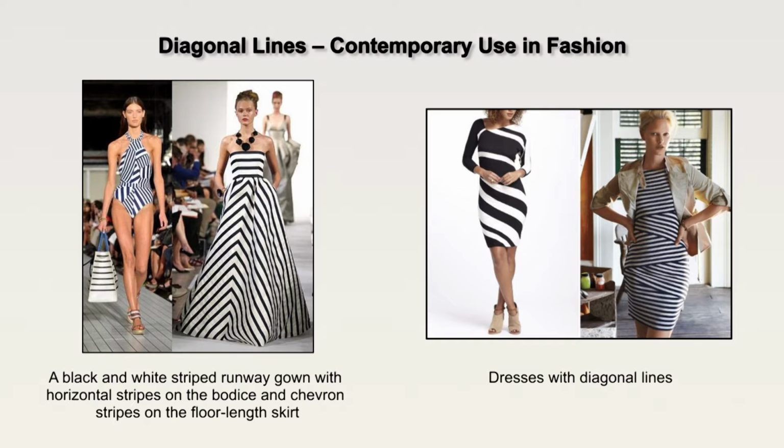Contemporary uses of diagonal lines in fashion. The picture on the left is a navy and white striped swimsuit by American designer Tommy Hilfiger. On the right, Oscar de la Renta presents a black and white striped runway gown with horizontal stripes on the bodice and chevron stripes on the floor-length skirt.